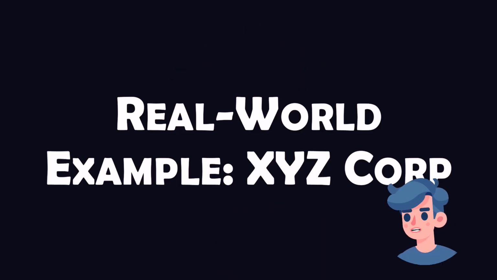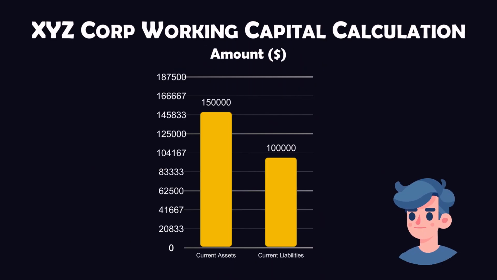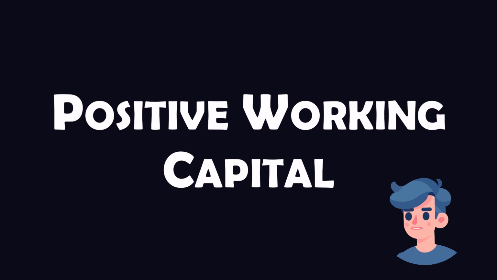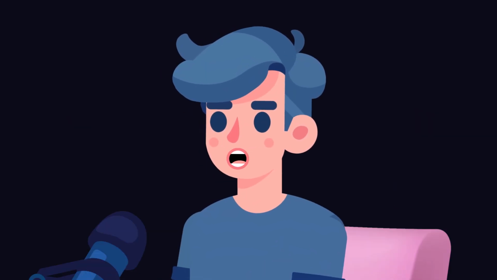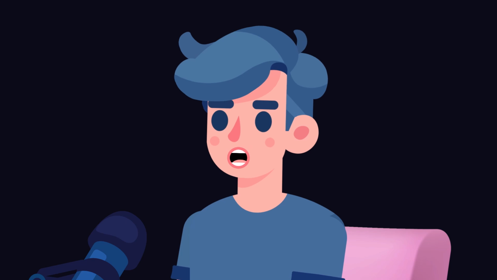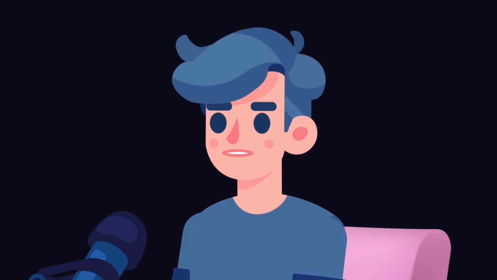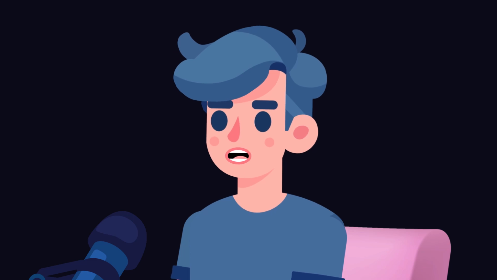Let's dive into an example to understand this better. Imagine a company, XYZ Corp, has current assets worth $150,000 and current liabilities worth $100,000. Their working capital would be, in this example, XYZ Corp has a positive working capital of $50,000, which indicates they have enough short-term assets to cover their short-term liabilities and additional capacity to invest in other operational needs.